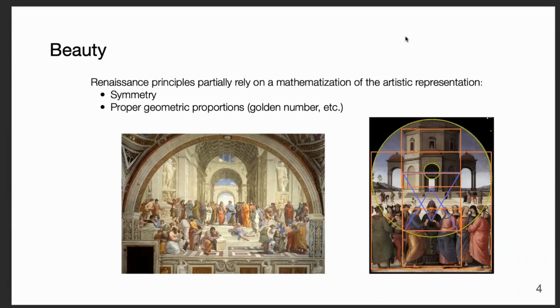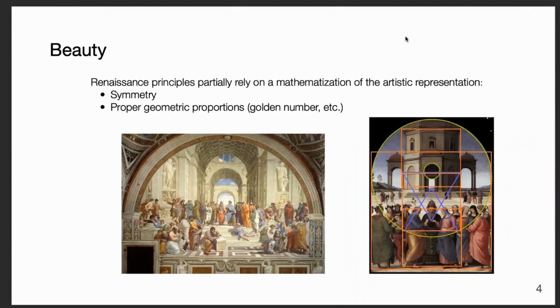of the art history, which is the Renaissance. And the Renaissance has at its core the very interest of beauty. What's interesting is that the Renaissance principles partially rely on the mathematization of the artistic representation with concepts such as symmetry, proportions, geometric proportions such as the golden number. And if we just focus on symmetry for a second, we see that on this right painting, it's quite clear that there is some high level of symmetry in the image.